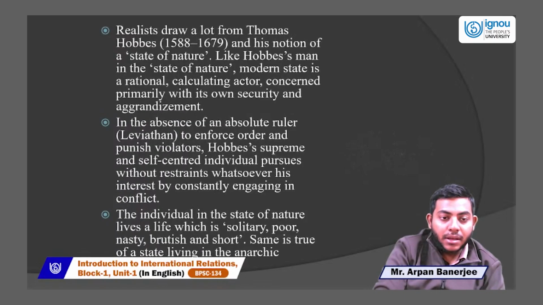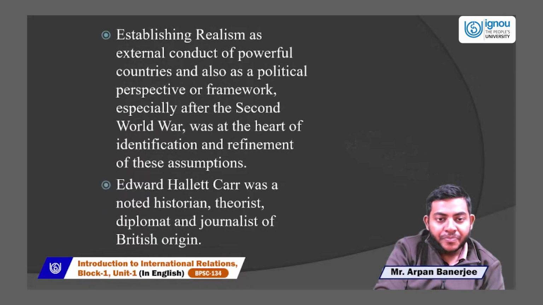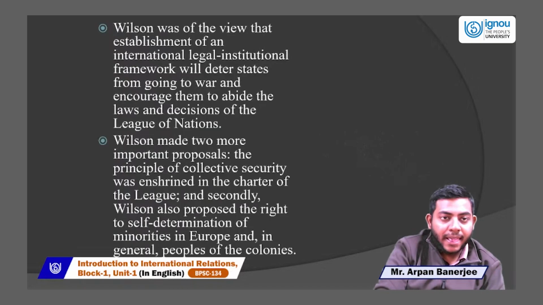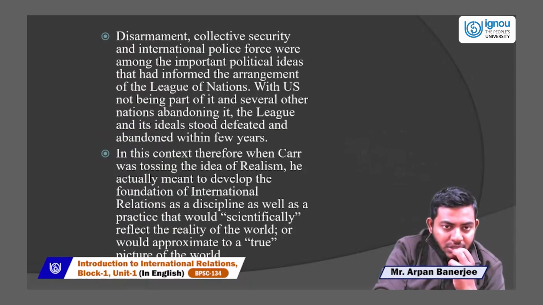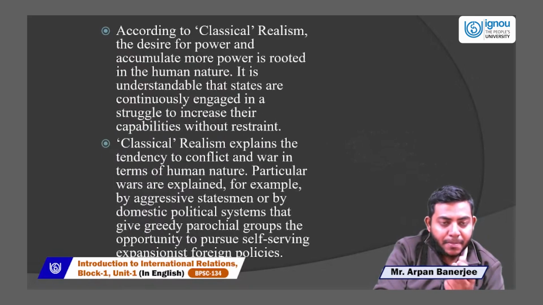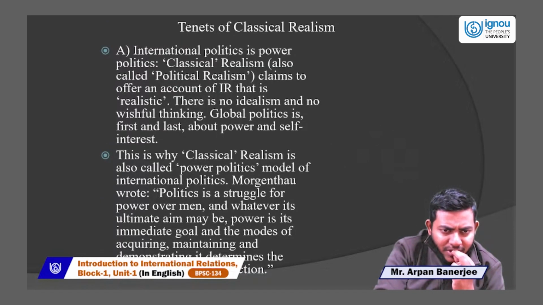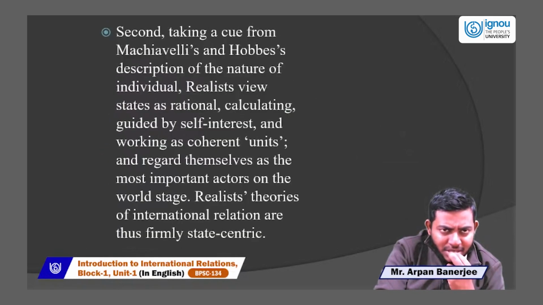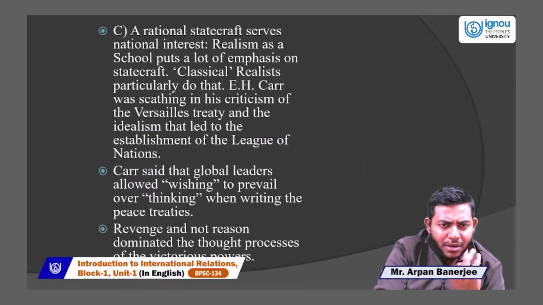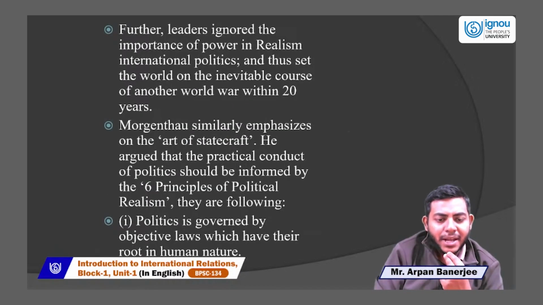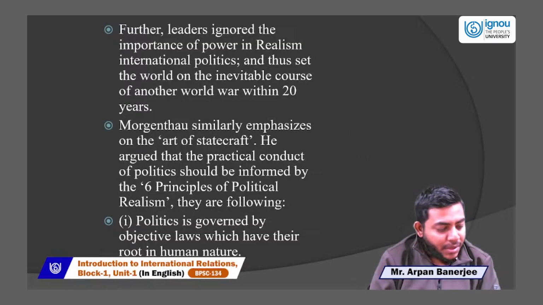Also, in modern times, we have the likes of Hans Joseph Morgenthau, who in his book Politics Amongst Nations talks about the 6 principles of realism. The first principle of classical realism says that politics is governed by objective laws which have their root in human nature.